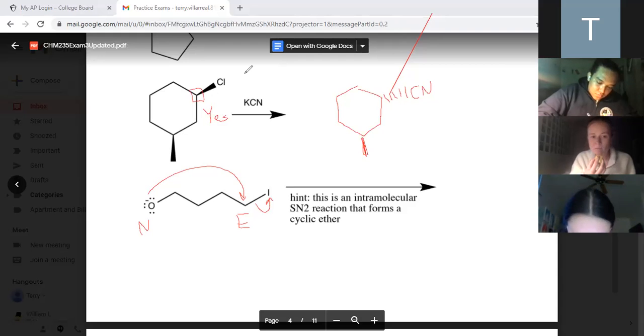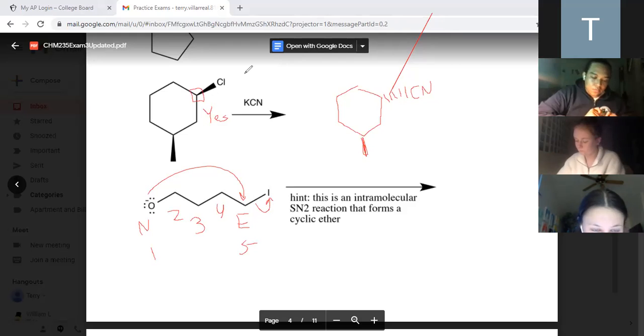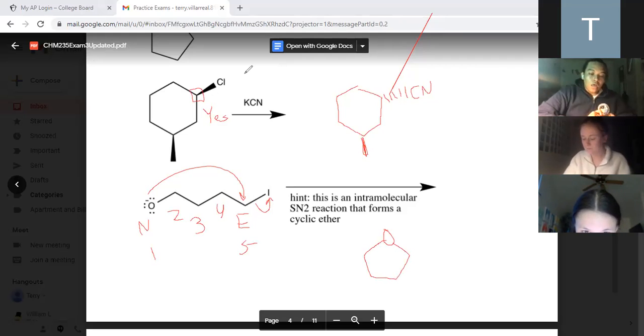So now, what is the product you always make? What type of shape do you always make when you do an intramolecular reaction? A ring. A ring, right? So all you do is start counting at your nucleophile. 1, 2, 3, 4, 5. Starting at my nucleophile till I get to my electrophile, I have 5 things. So I'm going to have a 5-membered ring with an oxygen in there. And that's my product.